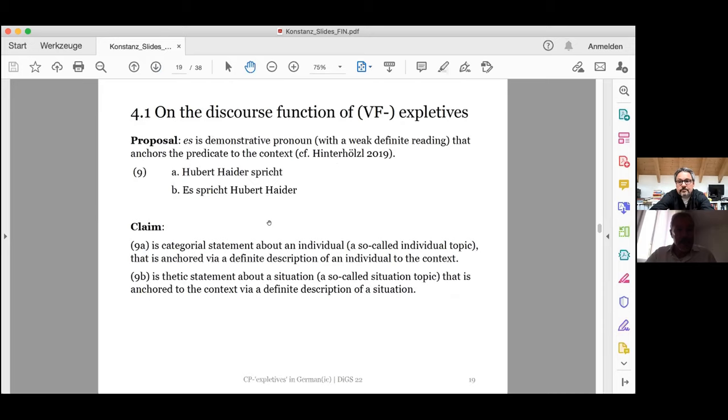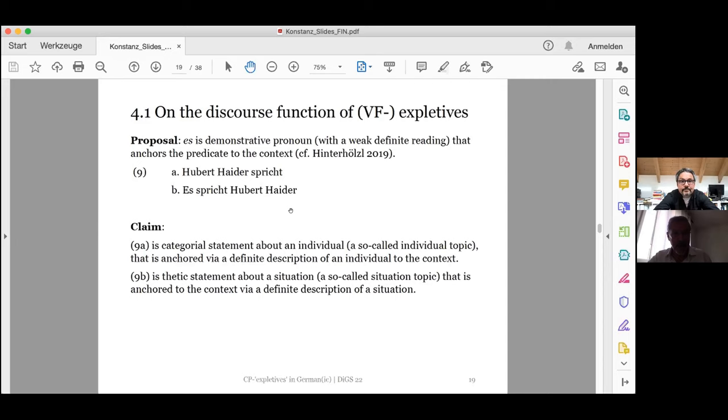So the proposal that we're going to make is that S is a demonstrative pronoun with a weak definite reading. This is going to be crucial. It has a discourse function: we need to anchor the predicate to the context. So basically we want to say even the forefield is not an expletive, it contributes to the interpretation of the utterance. Basically the difference between a sentence like 9a is that 9a is a categorical statement about an individual, it characterizes an individual, while 9b indicates that we have a thetic statement about a situation.